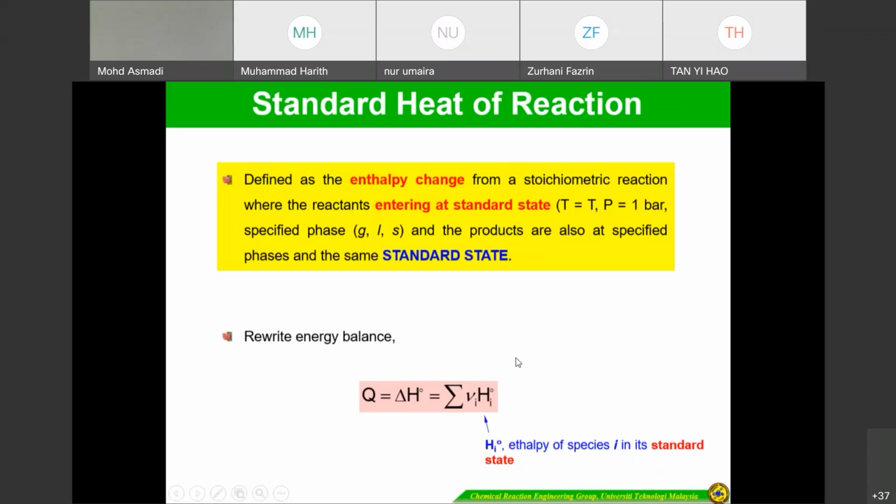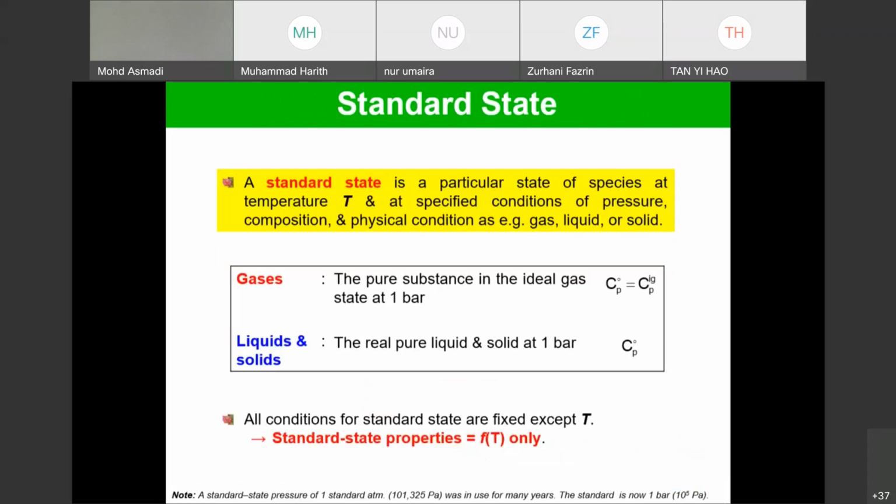You know already, right? Sometimes, if at 25 degrees C, we use H naught 298. The superscript is naught, and the subscript is 298, at 298 K, and the standard state.